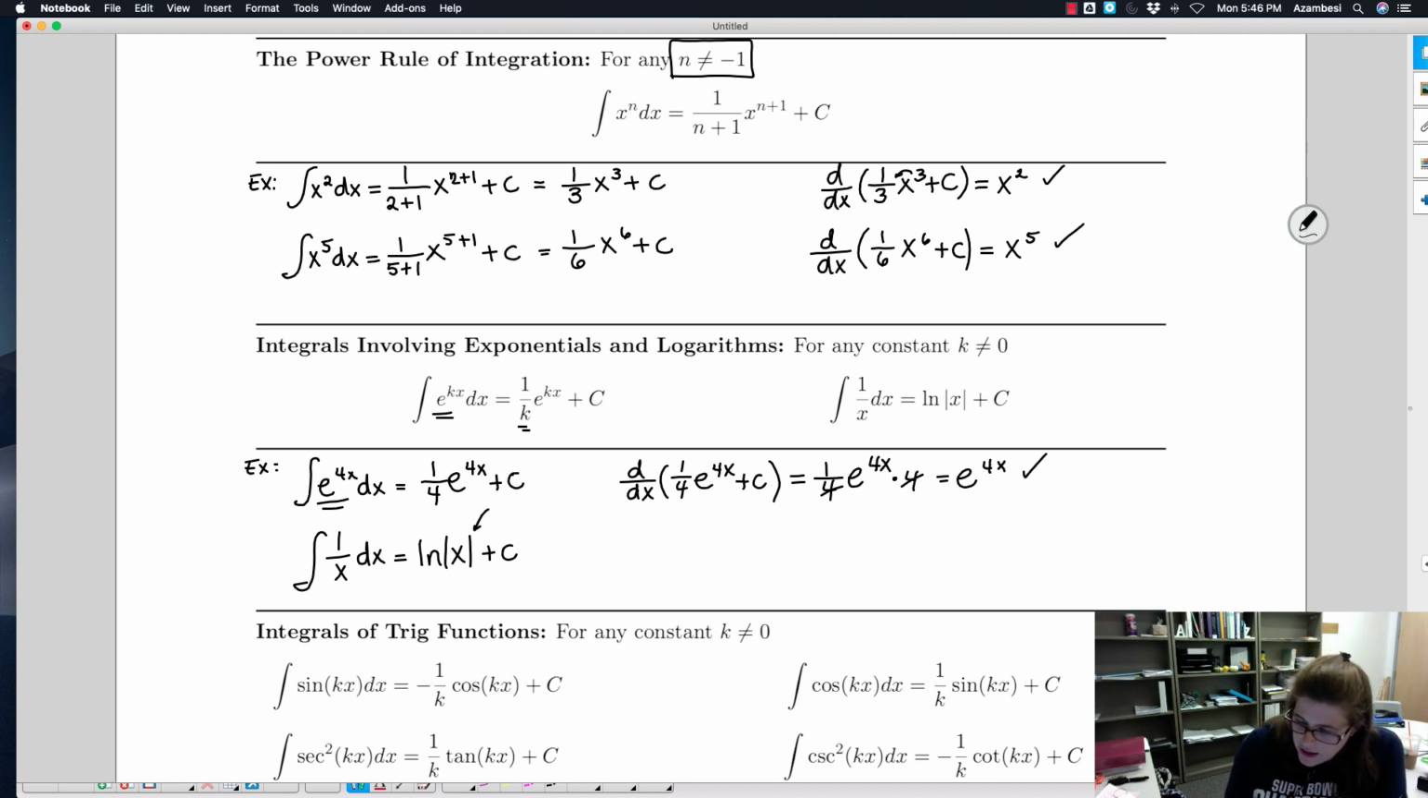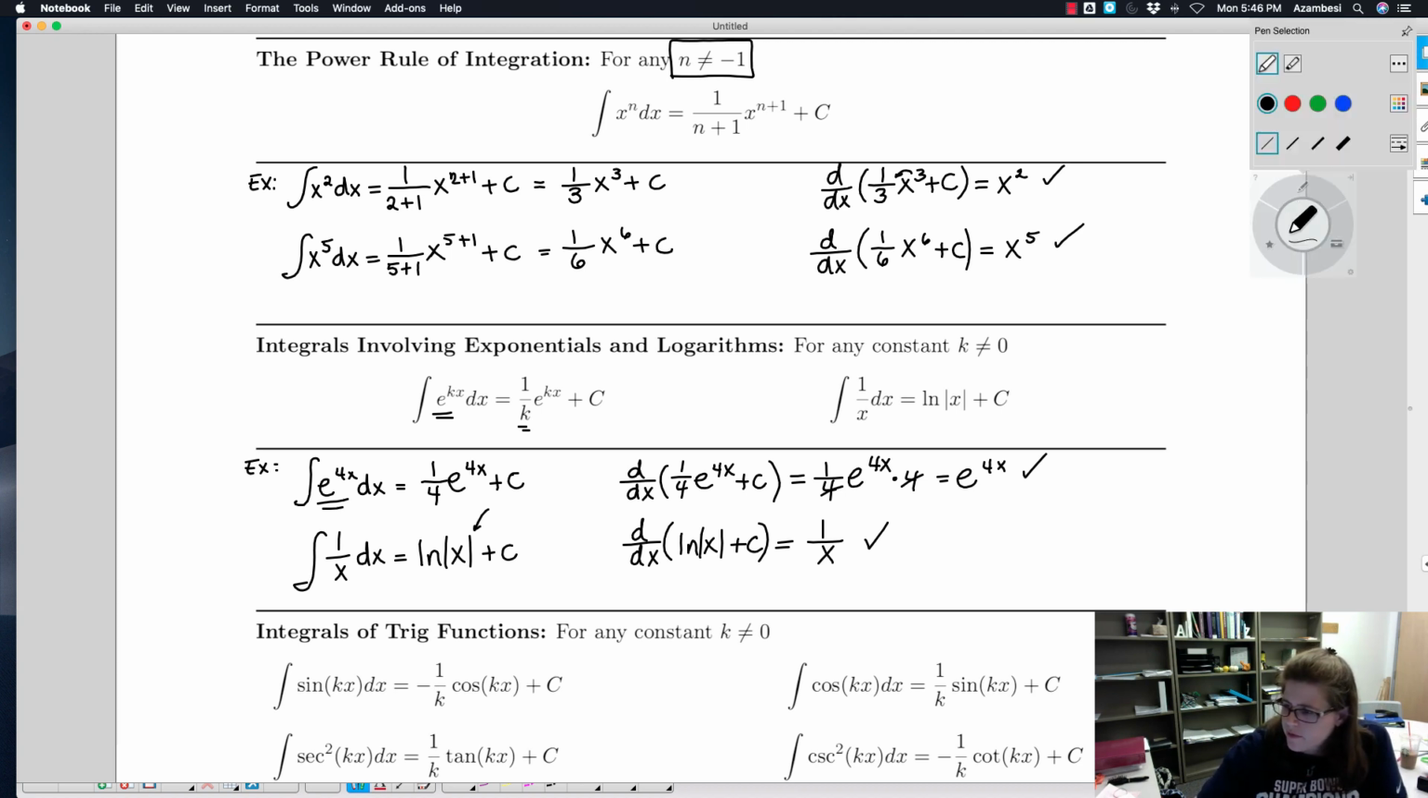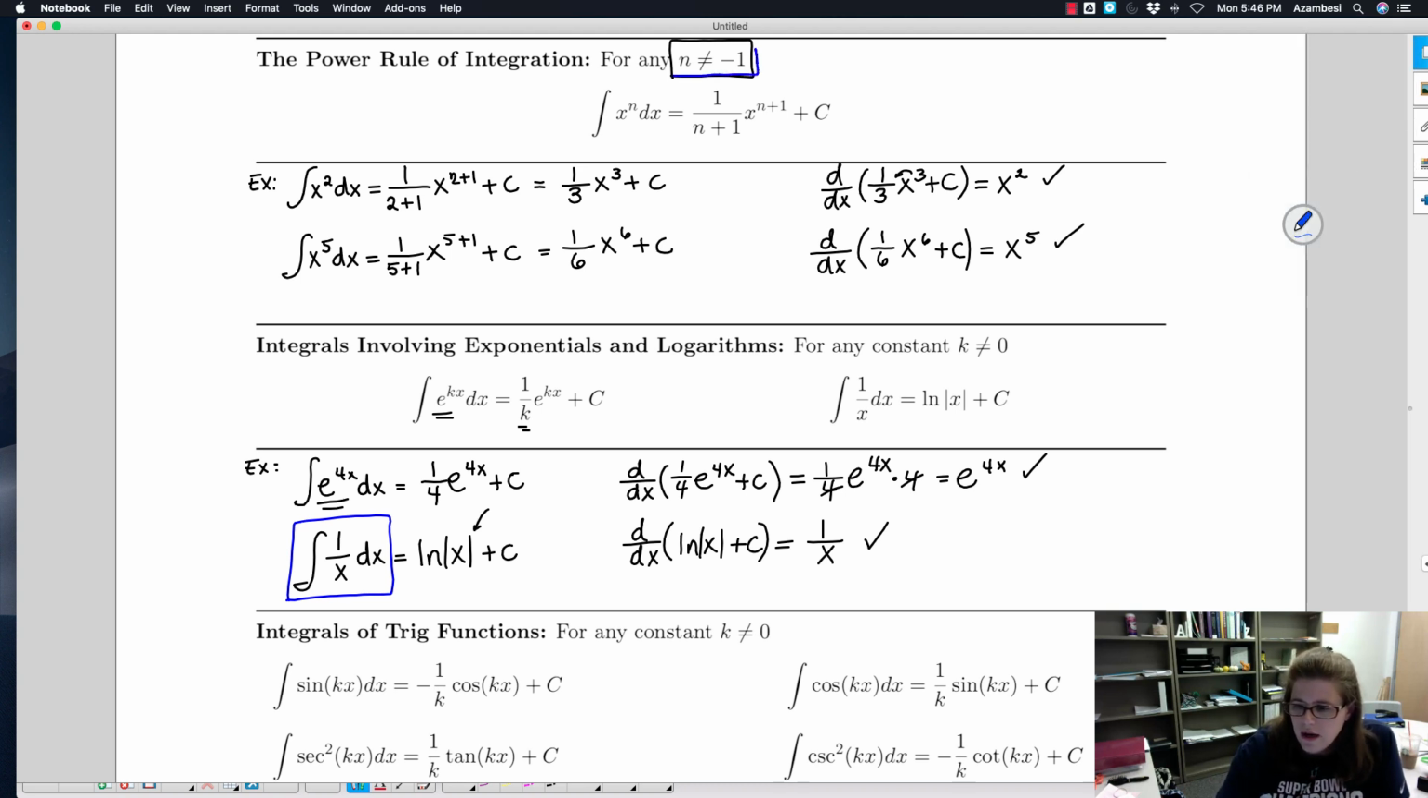But if we were to take the derivative of the natural log of x plus c, natural log derivative of that gives me 1/x times the derivative of the argument, which is just 1, and our c drops off. So that is what we're looking for. Now I want you to note just real quick that this thing here is x to the -1 power, which is why you cannot use x to the -1 power with the power rule.